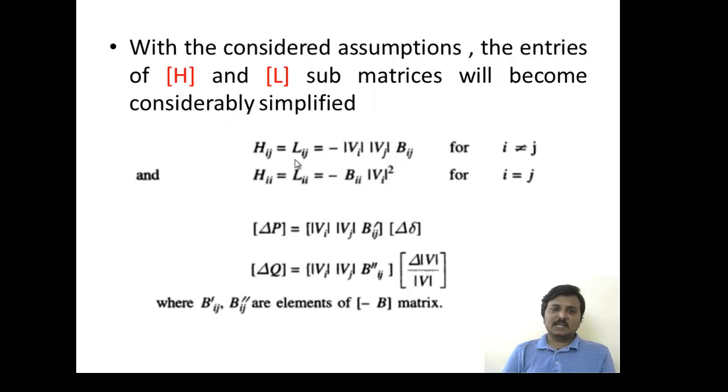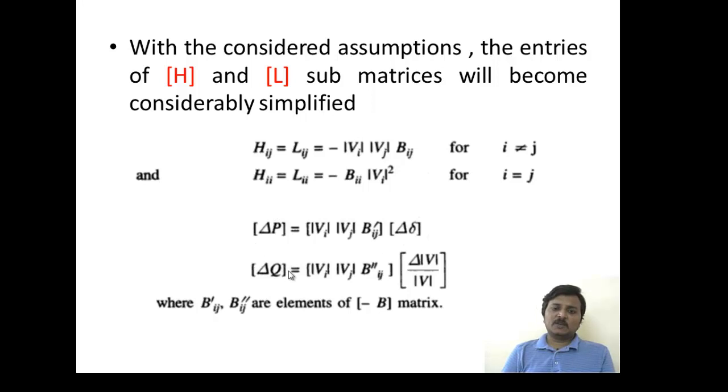So your Hij and Lij values will become minus |Vi||Vj|Bij, where i is not equal to j, and Hii, that is a diagonal element of H, and Lii is minus Bii Vi squared. Then your equation will become delta P equals, substituting this, Vi Vj Bij dash, which is nothing but minus Bij, into the change in load angle.